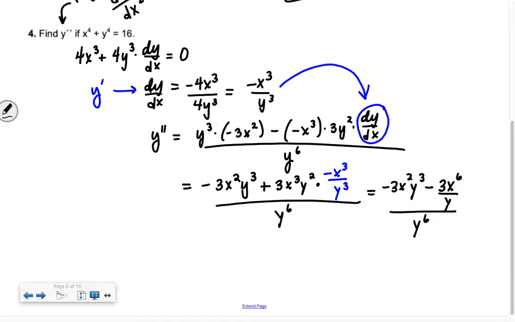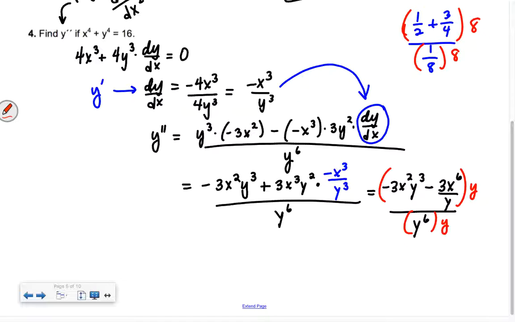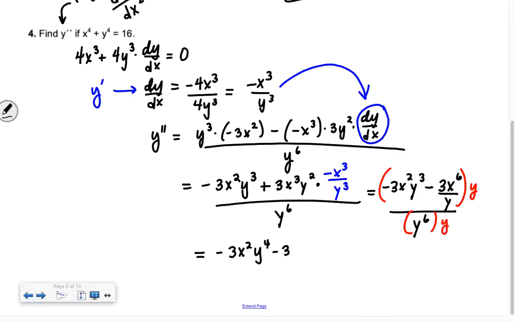You could get common denominators, and then you could divide by the y to the 6th. The easiest thing to do, this is Maury's favorite trick. He's always doing this. We multiply by y over y. So the whole numerator by y, the whole denominator by y. It doesn't change our fraction because we've multiplied it on the top and the bottom. It's just like we did in algebra too. If I had something like this, you're able to multiply by 8 on top and 8 on the bottom because you're not changing the fraction. So you get negative 3x squared y to the 4th minus 3x to the 6th, the y's would cancel, all over y to the 7th.